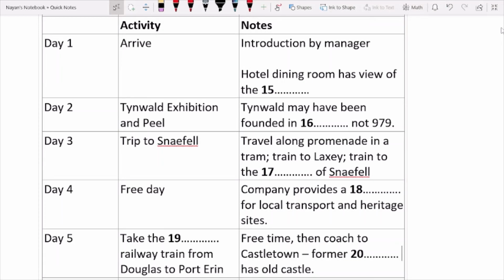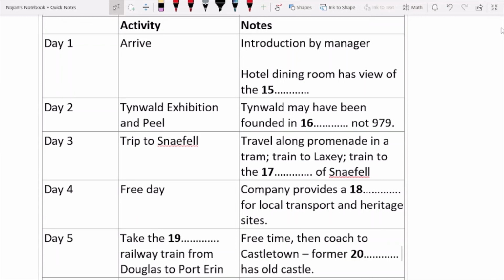Okay, so what does the holiday consist of? Well, on day 1, you'll arrive in time for a short introduction by your tour manager, followed by dinner in the hotel. The dining room looks out at the river, close to where it flows into the harbour, and there's usually plenty of activity going on.